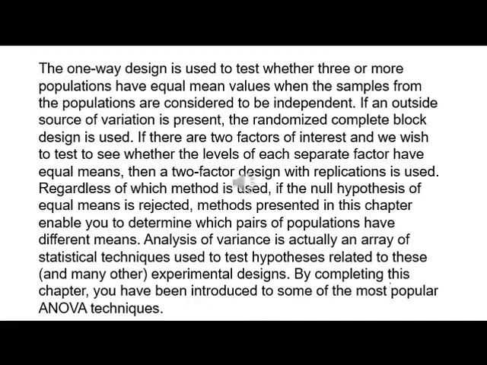Regardless of which method is used, if the null hypothesis of equal means is rejected, methods presented in this chapter enable you to determine which pairs of populations have different means. Analysis of variance is actually an array of statistical techniques used to test hypotheses related to these, and many other, experimental designs. By completing this chapter, you have been introduced to some of the most popular ANOVA techniques.